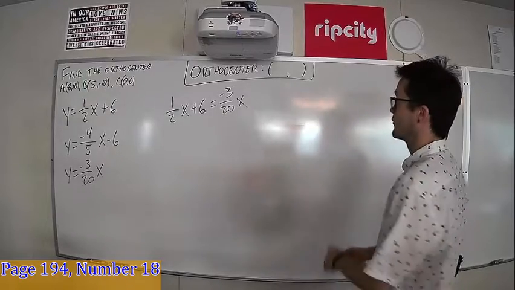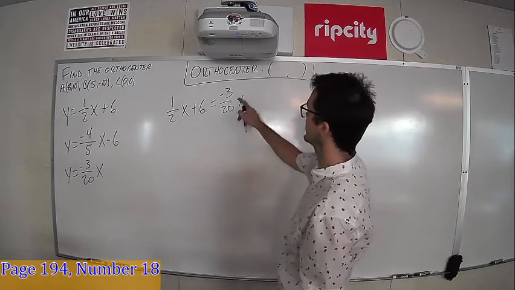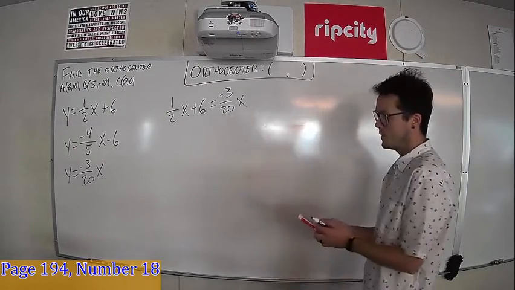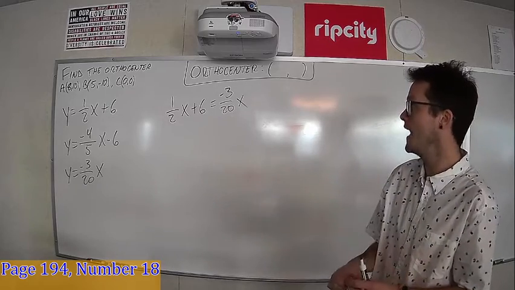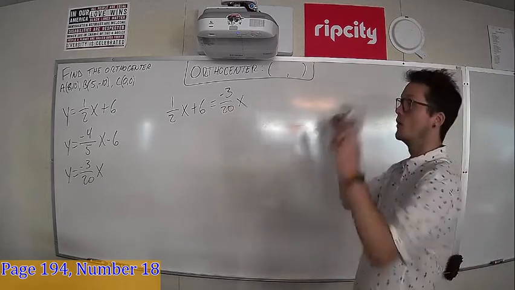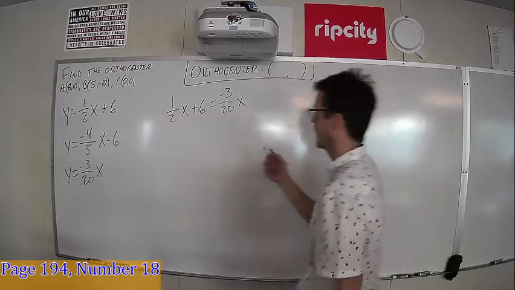So I want to get rid of these fractions. I see a really big fraction here of 20. So I'm going to make a bold move. I'm going to multiply everything up here by 20. I'm going to multiply the left by 20, multiply the right by 20.